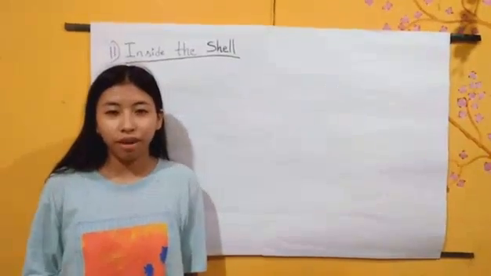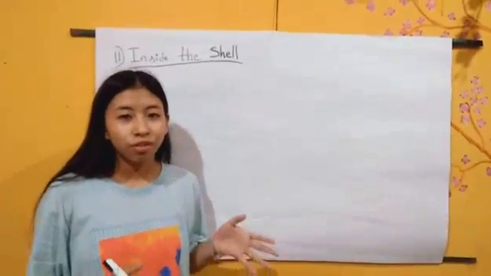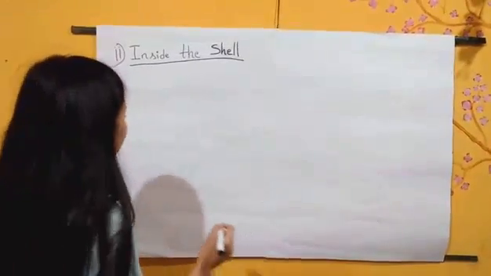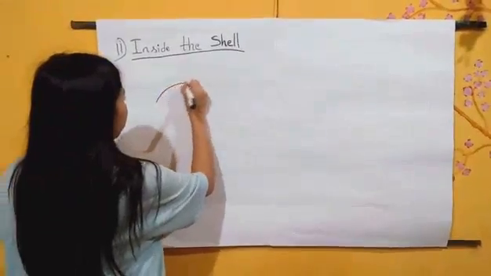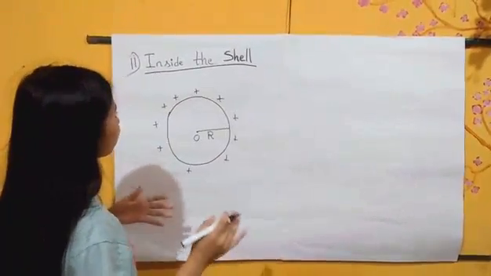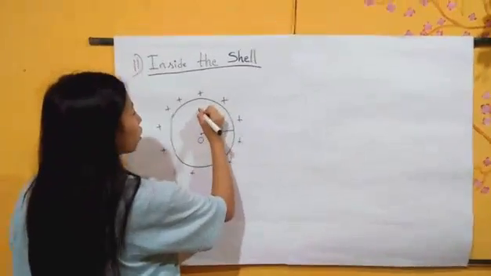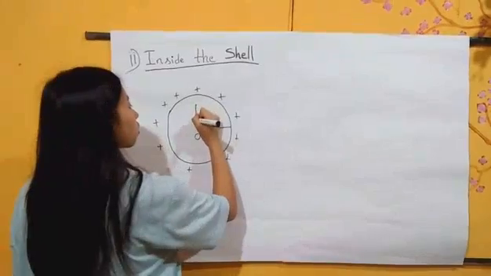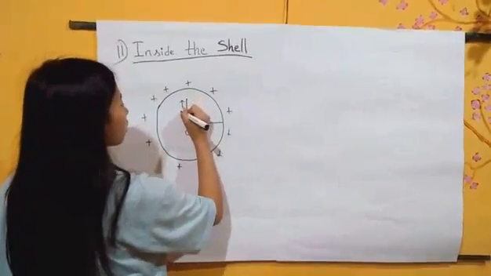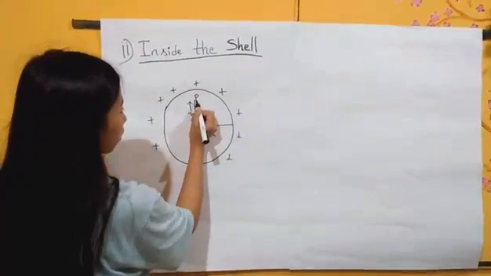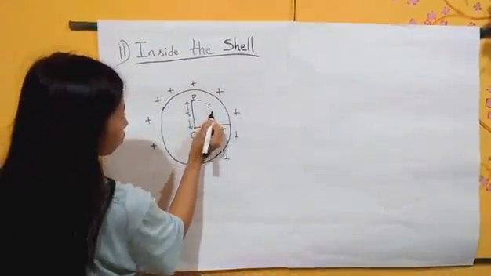The next part of the derivation is to find the electric field inside a spherical shell. So for that, let's draw a similar type of figure. Since we need to find the electric field inside the shell, let's take a point P somewhere inside here, which is at a distance small r from the center O. And also let's consider a Gaussian surface passing through it.